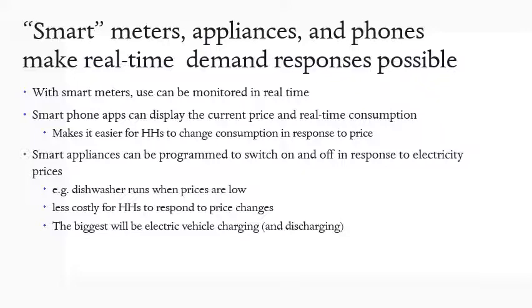Smart appliances can also be programmed to switch on and off in response to electricity prices. For example, a dishwasher might run when prices are low. You might set your dishwasher to run in the middle of the night. It's less costly for households to respond to price changes. And the biggest will be electric vehicle charging and discharging. All of these will be programmable appliances that can charge or use electricity at times when prices are low.